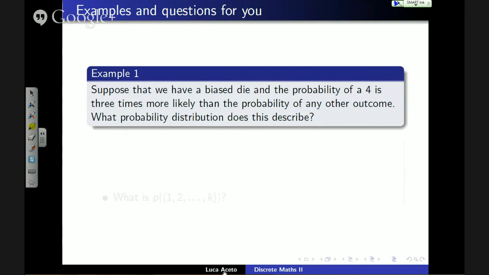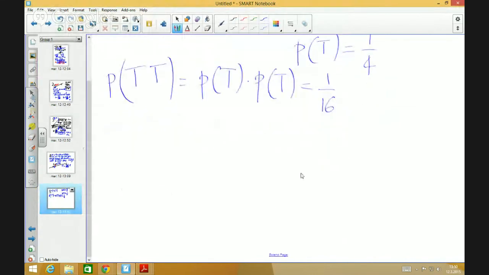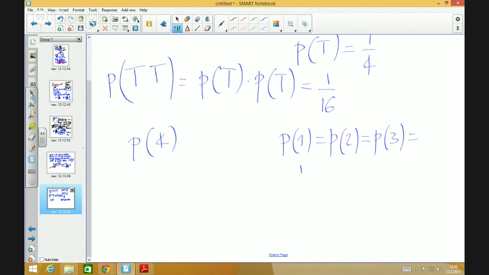Okay, so what is the probability distribution that I'm describing? 4 is 3 out of 8, the others are 1 out of 8. Okay, so we got a probability master in the audience. So we know that the probability of all of the other guys, they're all the same. Let's call it x. And the probability of 4 is 3 times x.